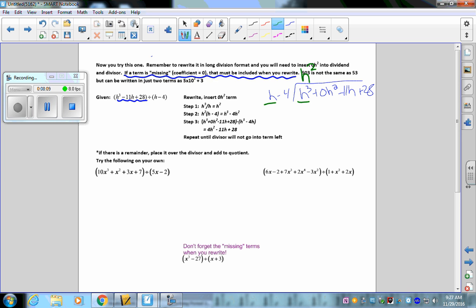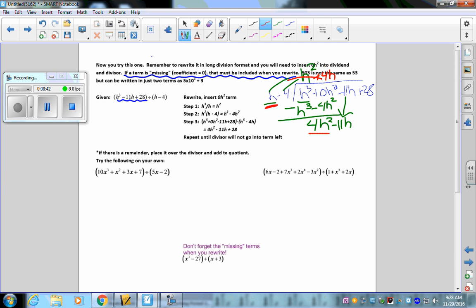H squared. Multiply. H squared times h is h cubed. H squared times negative 4 is negative 4h squared. Subtract. They cancel. 0 minus a negative 4 is a positive 4. Bring down, minus 11h. Now I repeat. Divide. 4h squared divided by h is a positive 4h.